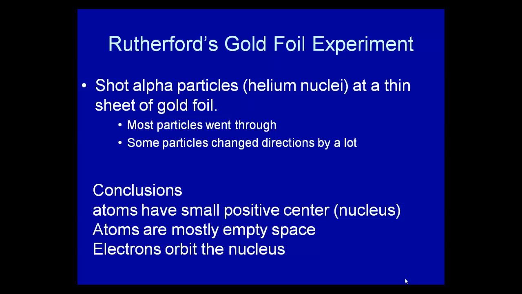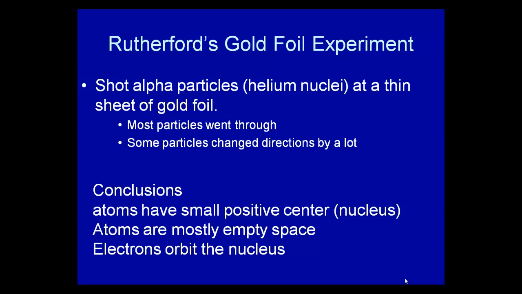And we have to pay homage to Rutherford's gold foil experiment because it did revolutionize our thought processes on the atom. What he did was he shot alpha particles, which are positive helium nuclei, at a thin sheet of gold foil. He used gold because it's easy to machine, so he could get something that was only 4, 5, 6 atoms thick. And what he thought was most of the particles would go through and some would be slightly deflected.